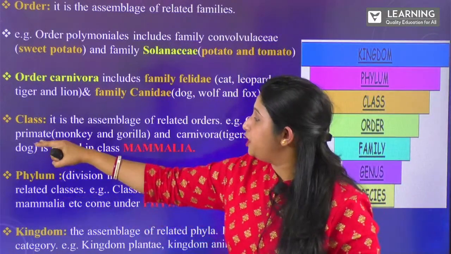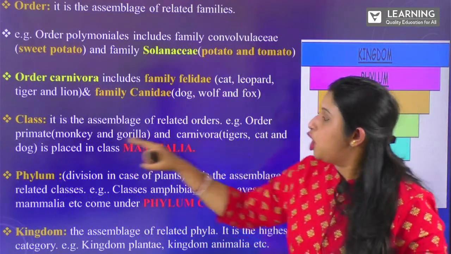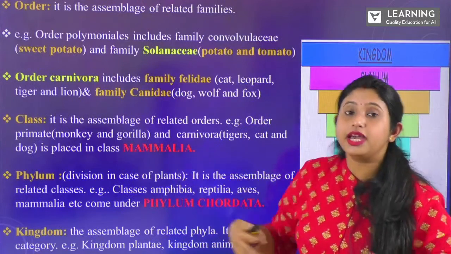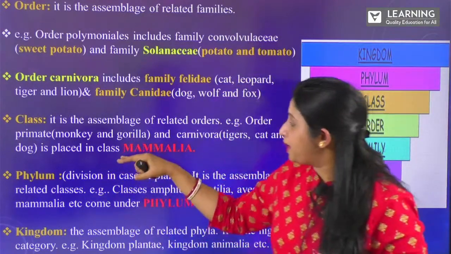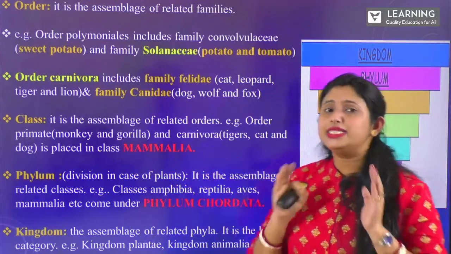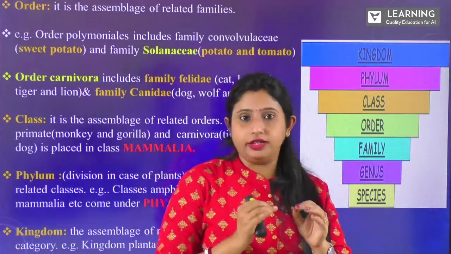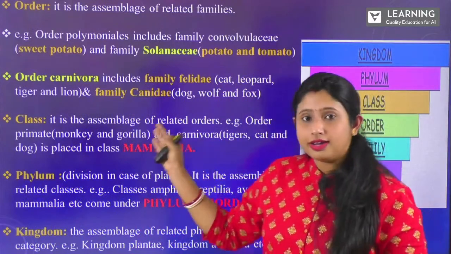So this primate and the carnivorous all come under this class. That is your mammals. They can reproduce. That is your Mammalia. Is that clear? It is nothing but assembling, that is grouping the orders together. So this is your class.